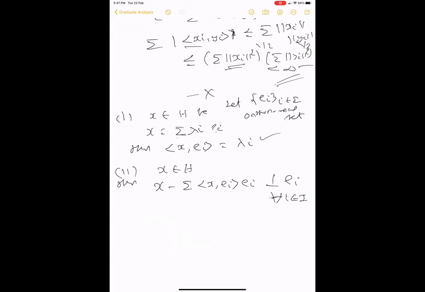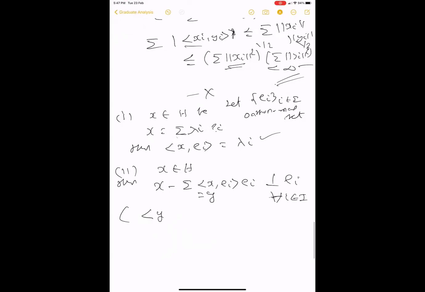So, okay, this is clear because if you call x minus this summation as Y, I want to say that this is orthogonal to e_i. If you take the inner product of Y with e_i, that is equal to the inner product of x with e_i minus, if you take the inner product with the other terms, except i, everything else will be annihilated. It will be 0. The inner product is 0. So this equals 0. Okay. This is clear. It's fine.